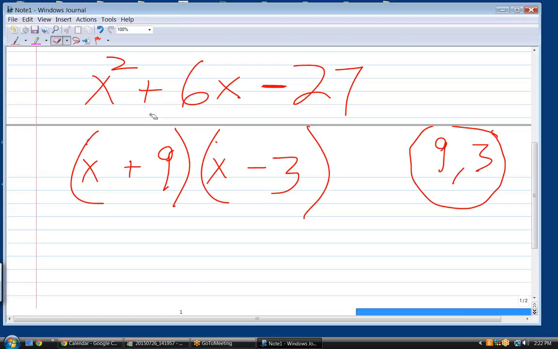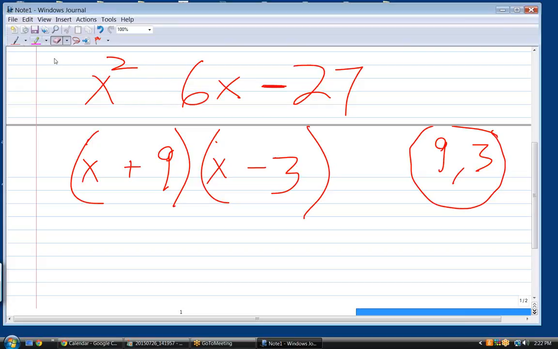So this is slightly harder, but the logic is still a bunch of rules that you can always state. In other words, the third step is factors of 27 that subtract to the number 6. And then the fourth step is put the larger of those factors with the sign of the middle term.